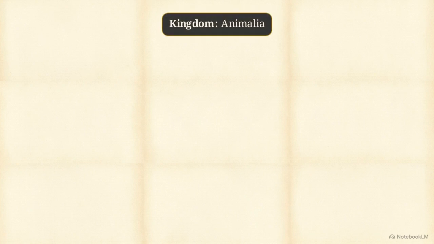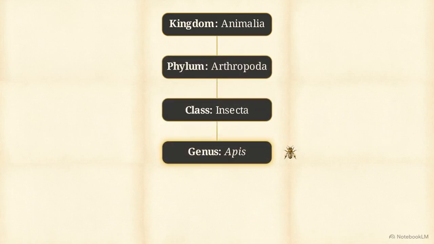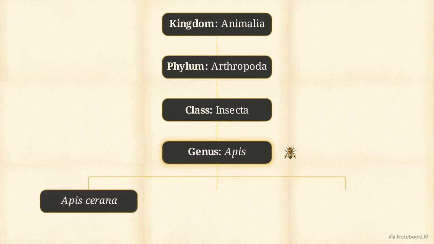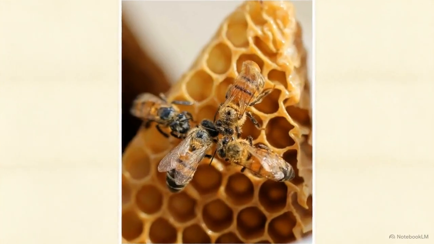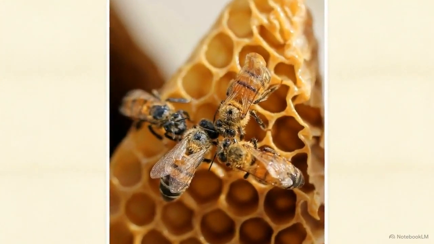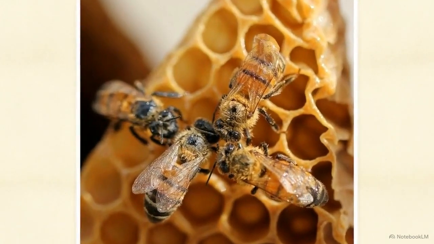This shows the biological classification of the honeybee. Moving down the ranks, they belong to kingdom Animalia, phylum Arthropoda, class Insecta, and genus Apis. Within that genus, farmers in Nepal rear three main species: Apis cerana, Apis dorsata, and Apis mellifera. Despite differences across those species, every honeybee colony operates under a strict, genetically programmed social structure.